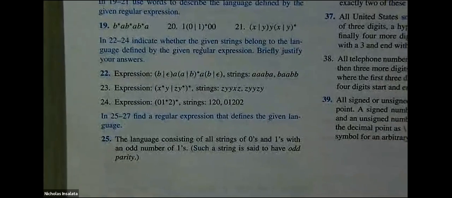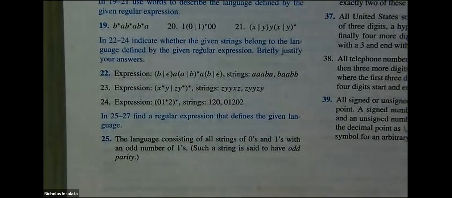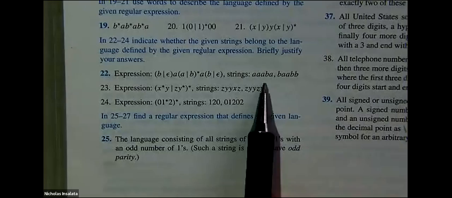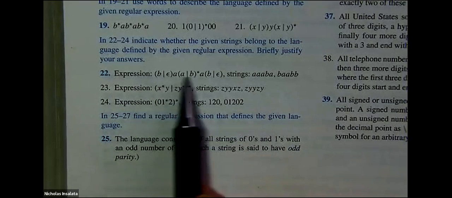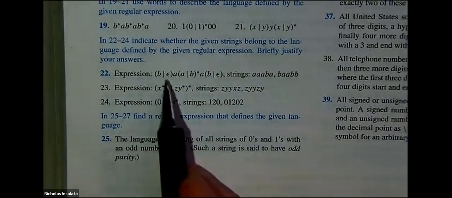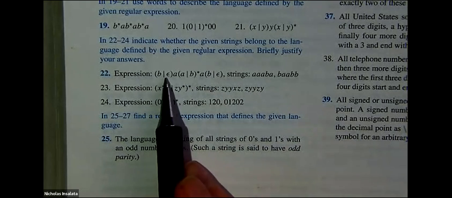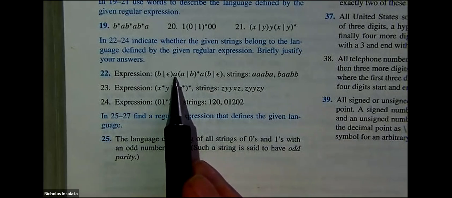Okay, so we got 22 here. We're just supposed to say if these strings are in the language generated by that regex or not. So this first string, AAABA, can you generate that from this regular expression? Yes, good. How does it work? So here, what do you pick on the first, I'll just call it a clause, right? Empty, okay? And then you have an A.